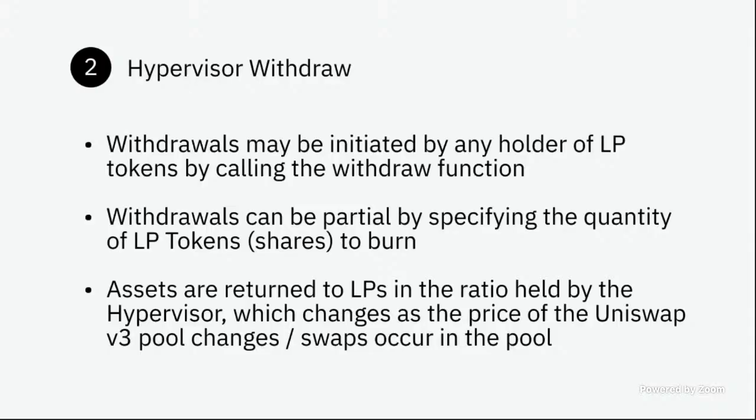And how is the ratio in which you get the assets back determined? It's basically by what happens to the price of the Uniswap pool. If there are a lot of swaps that put in a lot of token A and withdraw a lot of token B, then when you withdraw, you get a lot of the token that gets put into the pool. And so your ownership is a fractional representation of whatever the pool as a whole contains.